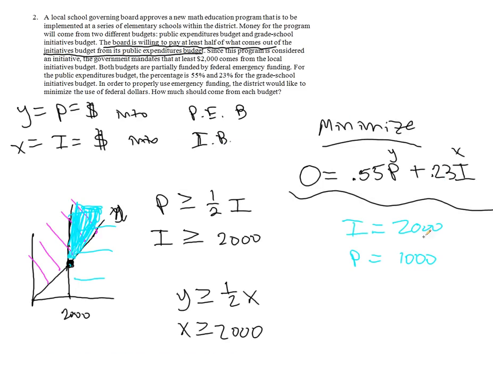So this is in fact okay, because if you look at it, the initiatives budget is greater than or equal to 2,000. Well, it's 2,000, so that's perfect. And P is at least half of this guy. In fact, it's exactly half of it. So that means that we should put $2,000 from the initiatives budget and $1,000 from the public expenditures budget.